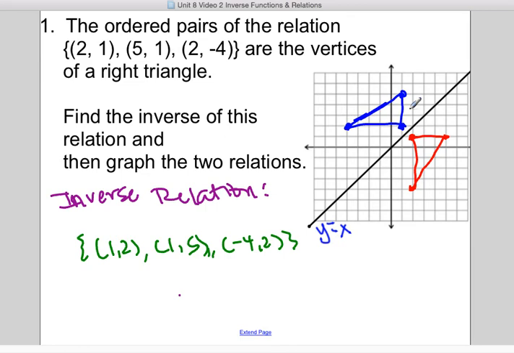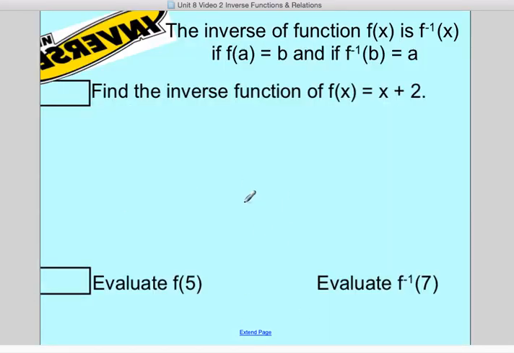Okay, so that's relations. That's when you have ordered pairs. Now we're going to look at inverse functions. So this is when you have an equation. The inverse function of f of x is f inverse of x. So this negative 1, you don't say f to the negative 1. This is f inverse of x.